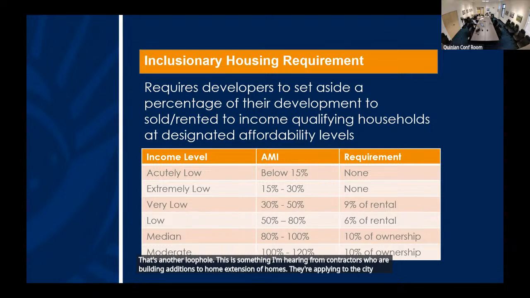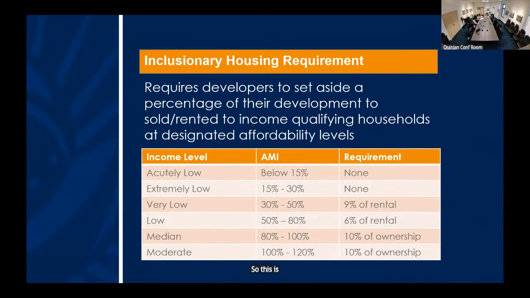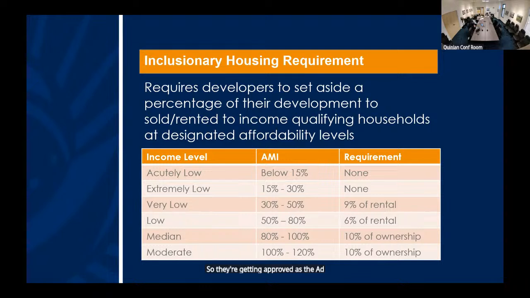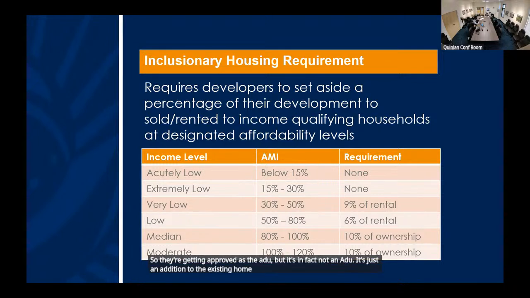This is not in Cupertino, by the way. This is a different city around the peninsula, where they are building homes with additions, making the homes larger, but they are getting it as an ADU permit, which means they have a lot of leeway, like the setbacks are less and all this stuff. So they're getting it approved as the ADU, but it's in fact not an ADU, it's just an addition to the existing home. So this is happening.